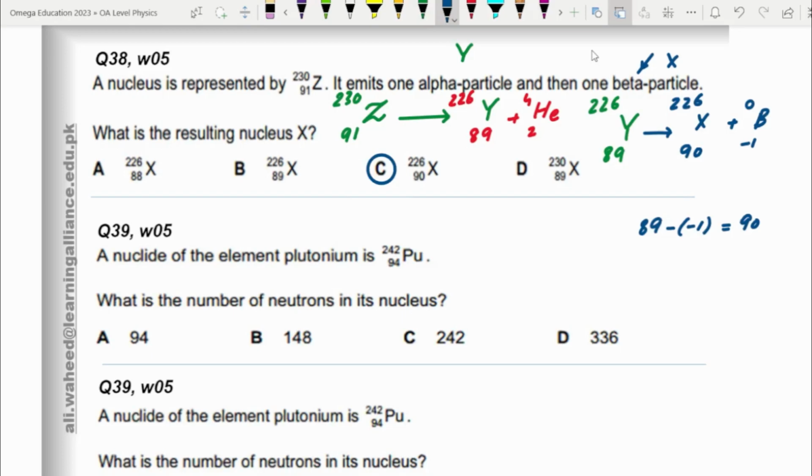So what you do is, you say the atomic number is 91, then you think about it. Once the alpha particle is emitted, the atomic number would be 89. And then you remove a beta particle from there. So you should know that if the beta particle is emitted, the atomic number would increase by 1. So increase 89 by 1 unit, and you get 90. And you only have a single option for which the atomic number is 90, which is the option C. Let's move on to the next one.